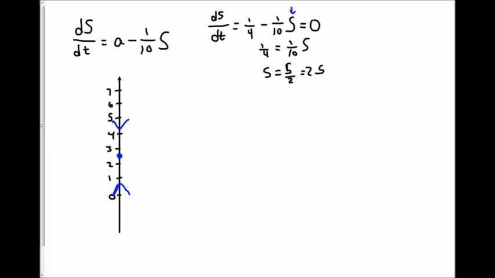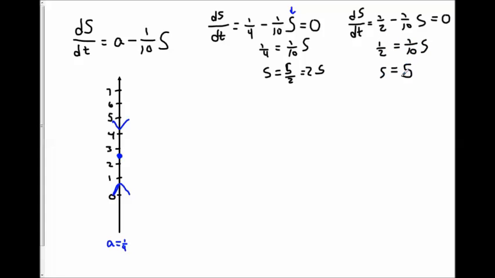Okay, that's all well and good. Now, that was just for a specific A. So let me in fact label this as A equals 1/4. That's the A equals 1/4 phase line. Now of course we could change it. Let's do 1/2. All right, so we set that equal to 0. We get 1/2 equals 1/10 s. You can see that s will be 5.